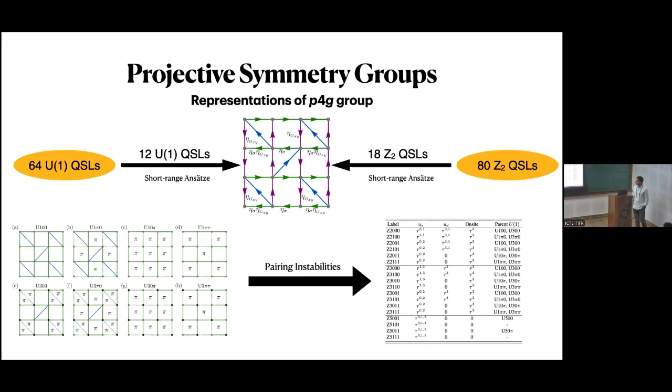Okay, so we did this classification. You land up with about 60-odd spin liquids with U1 gauge groups, basically telling you what are the different patterns of the flux that the spinons experience as they hop on a lattice. And you can then add pairing instabilities to lower the gauge group to Z2, and then you can classify these Z2 spin liquids and identify another bunch of 80 of them or something.